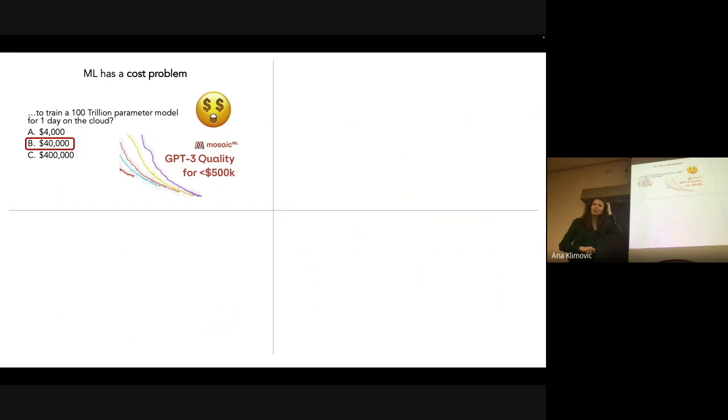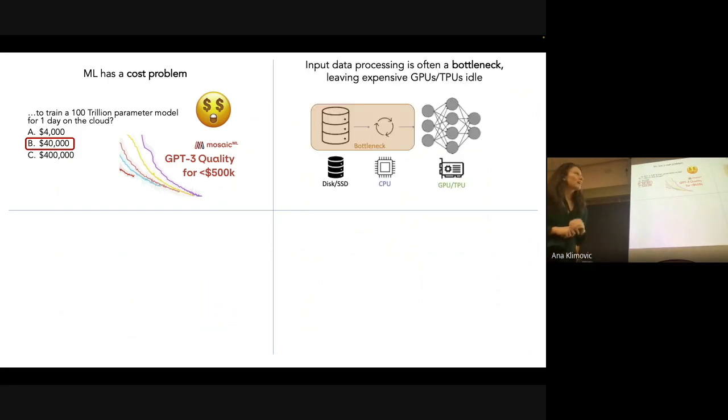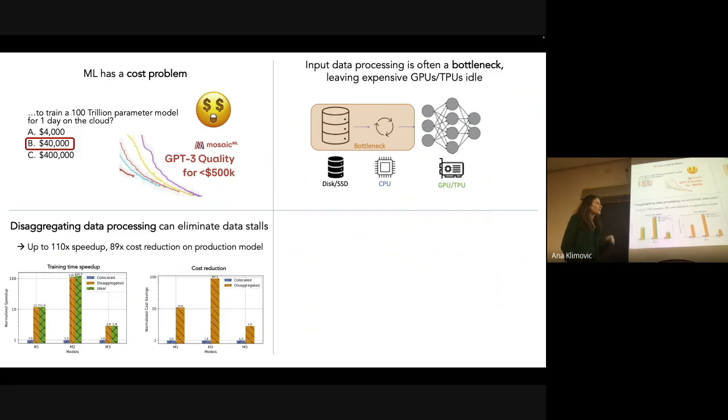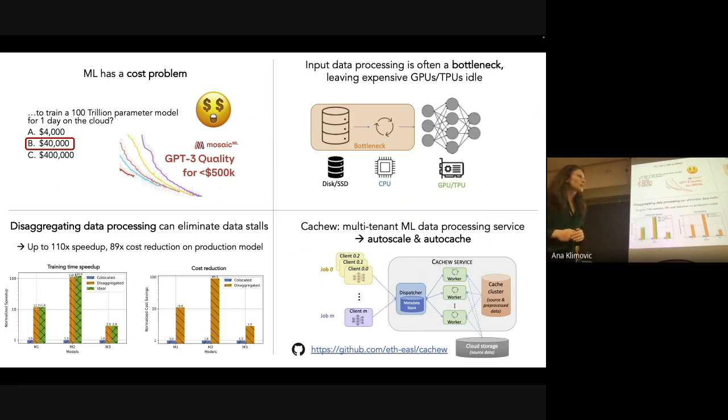Just wrapping up, we said ML has a huge cost and resource efficiency problem, often caused by the input pipeline if we're not careful about how we design that system infrastructure. One way to alleviate that input bottleneck is to allow us to scale out and disaggregate data processing from training. And so we built a system called Cachew that builds on tf.data service and gives you this multi-tenant view that we hope can be a useful research platform for ongoing work.